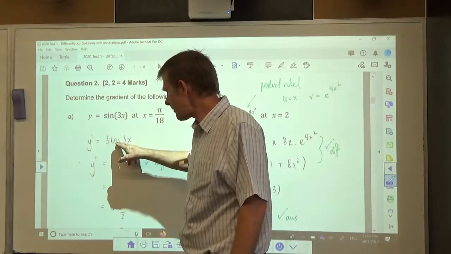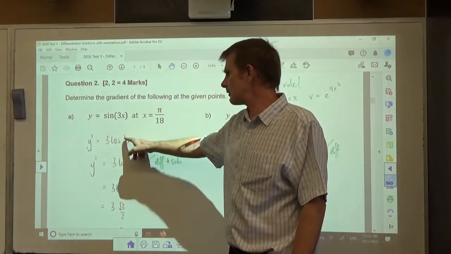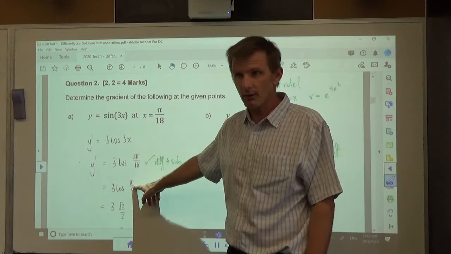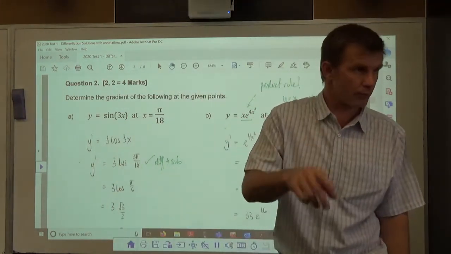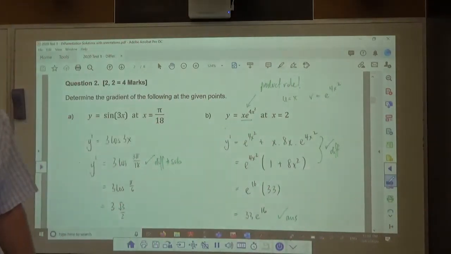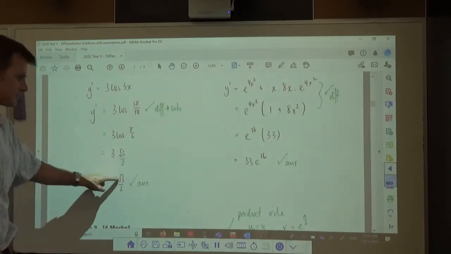Once we've got that, it's not so bad, because we just put this in, and neatly the 3x comes down to just pi on 6. Pi on 6 is like 30 degrees, so the cos of pi on 6 is root 3 on 2, and therefore I can tidy up and just get 3 root 3 over 2. However you wrote it up, doesn't really matter. These are essentially the same.